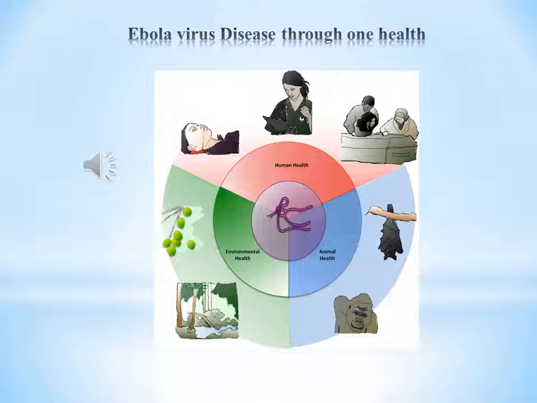Ebola virus disease through One Health. The One Health concept allows for an emerging infectious disease such as the Ebola epidemic to be viewed and addressed in a tripartite manner. The factors colored pink in the diagram are the human factors. The blue section is the animals, and environmental factors are colored green, and they are considered in the forecast and control of diseases.